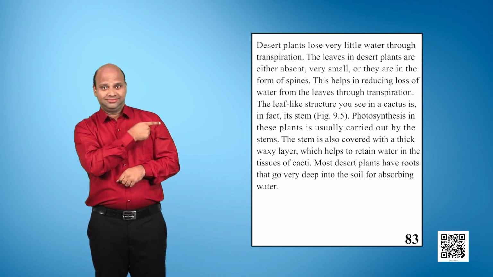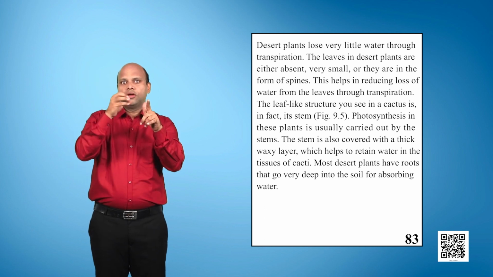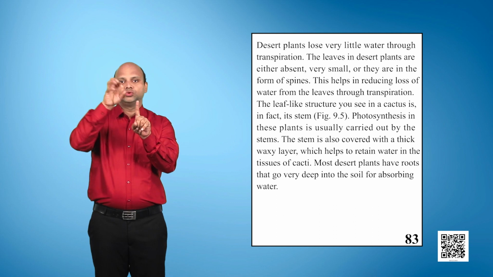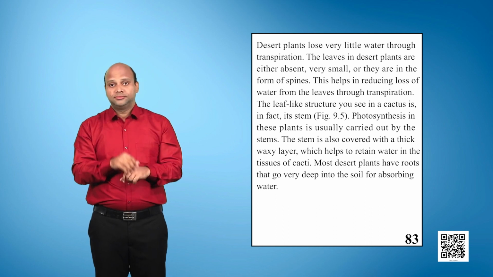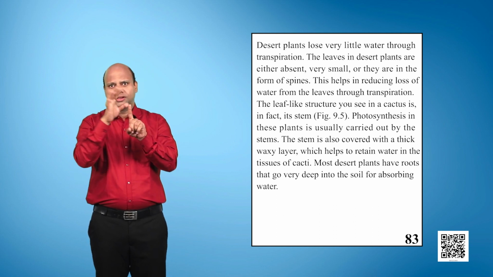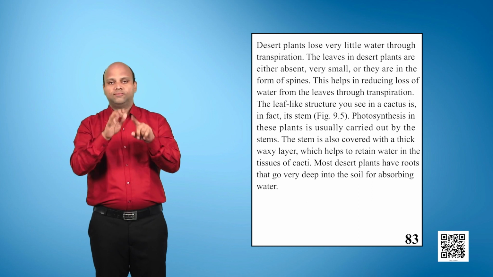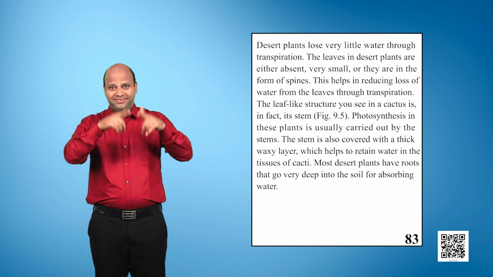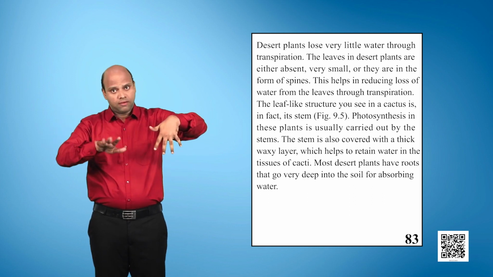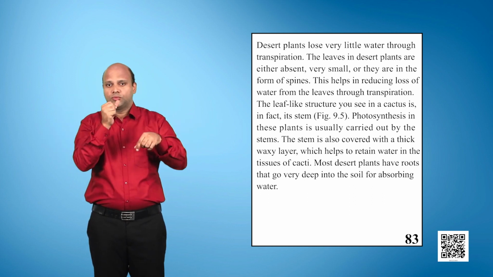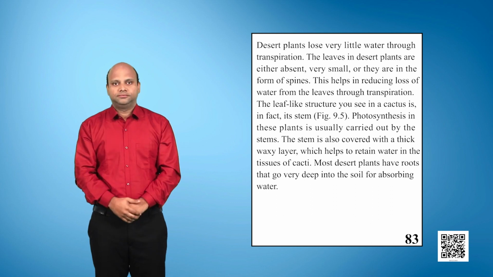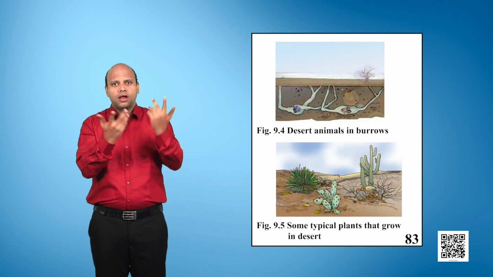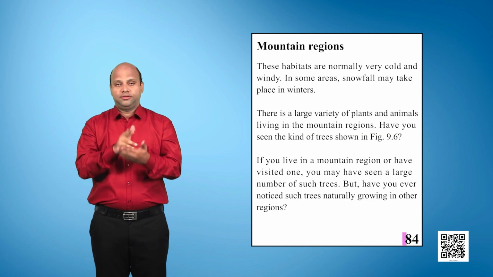Photosynthesis in these plants is usually carried out by the stems. The stem is also covered with a thick waxy layer which helps to retain water in the tissues of cacti. Most desert plants have roots that go very deep into the soil for absorbing water. Figure 9.5. Some typical plants that grow in desert.